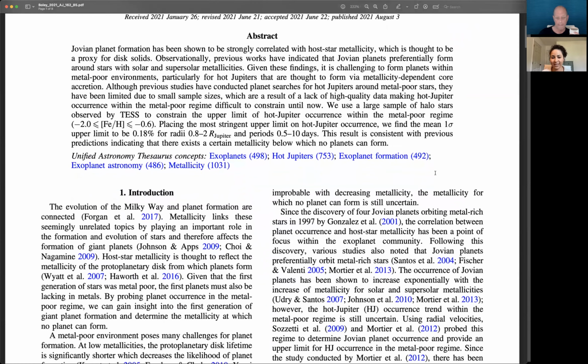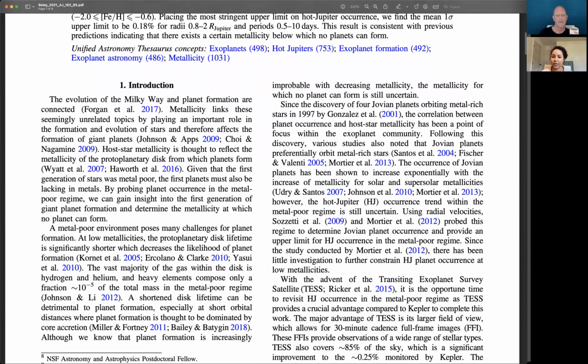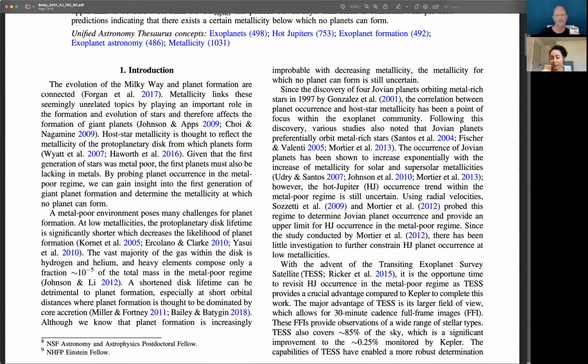Another reason we would consider metallicity, specifically the iron to hydrogen ratio, is because we know that these Jovian-type planets have a strong metallicity correlation. In fact, we were able to see this from the first four planets that were ever discovered. We were able to see this really strong correlation with metallicity.